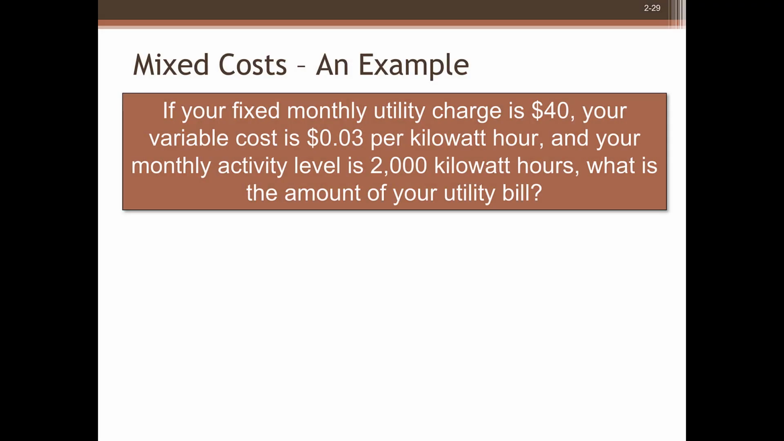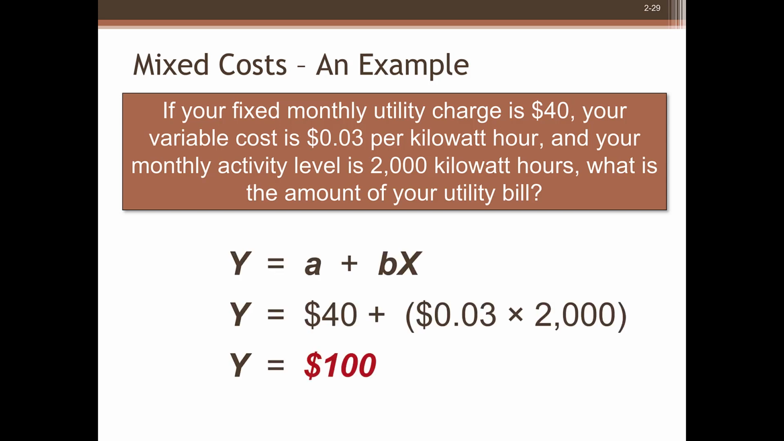Let's take a look at the calculation example. If your fixed monthly utility charge is $40, your variable cost is 3 cents per kilowatt hour, and your monthly activity level is 2,000 kilowatt hours, what's the amount of your utility bill? Based on the equation here, y equals a plus bx. A is $40 plus bx, 3 cents multiplied by 2,000. And we get y, that's the total mixed cost of your utility bill, $100.